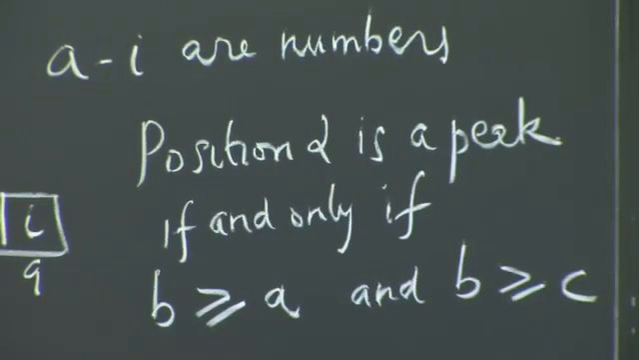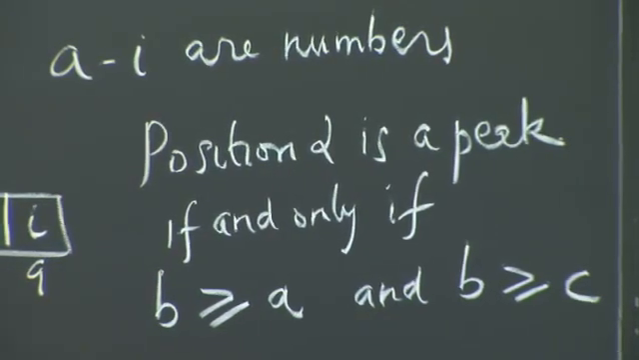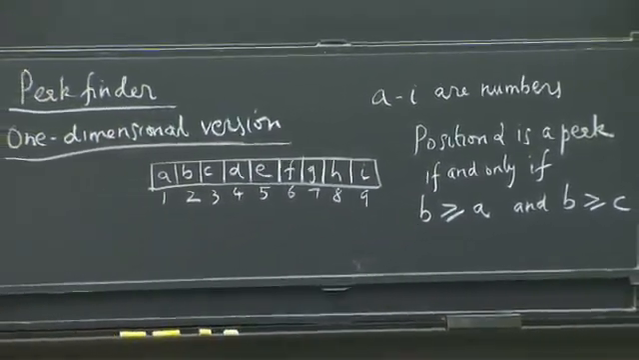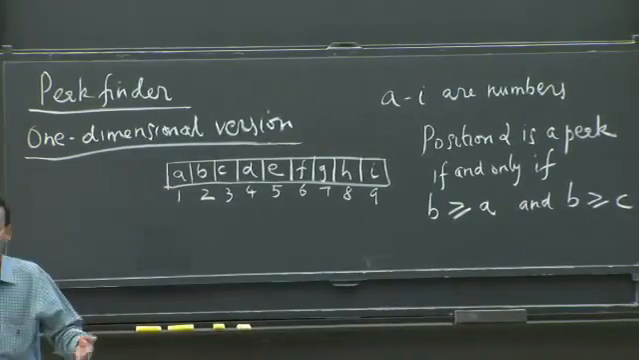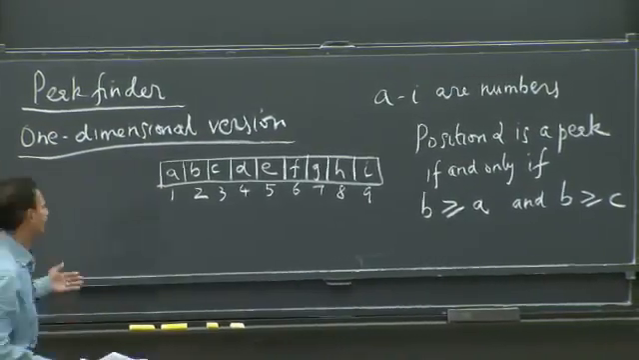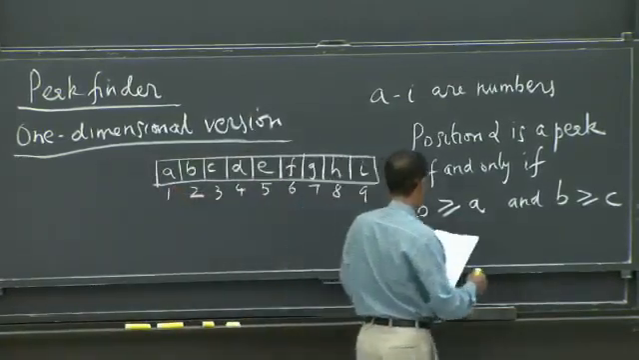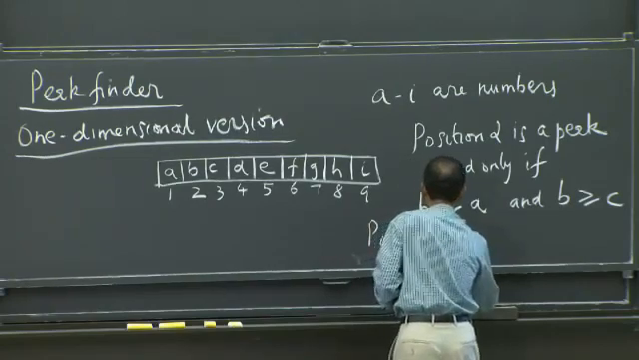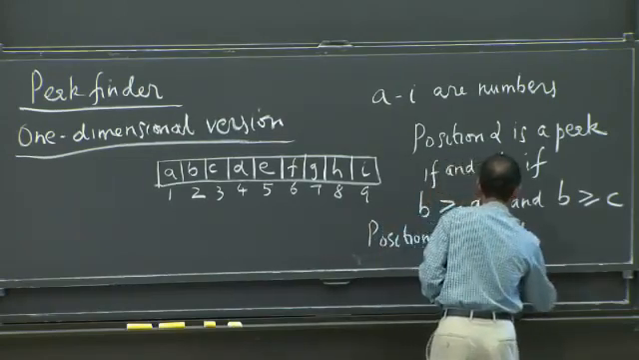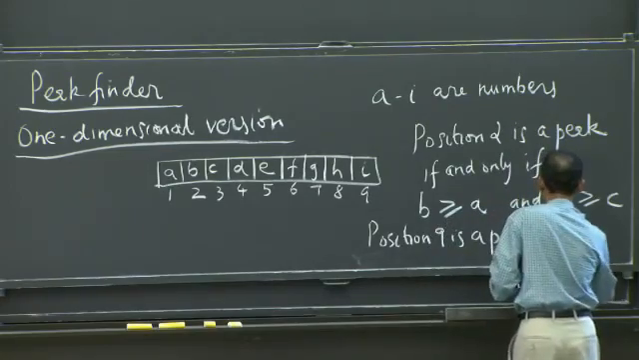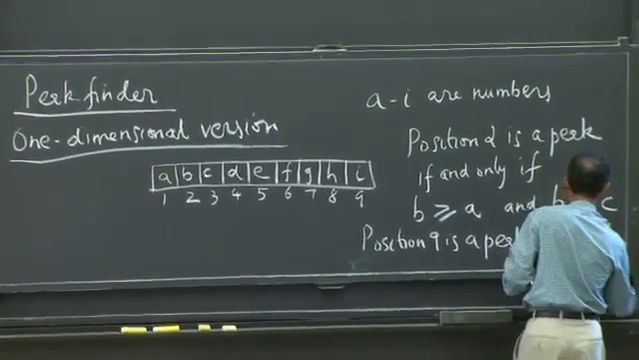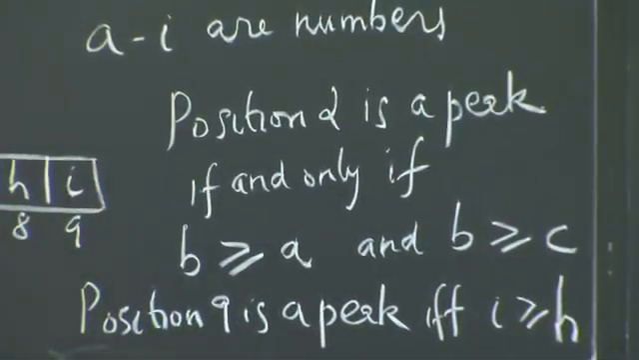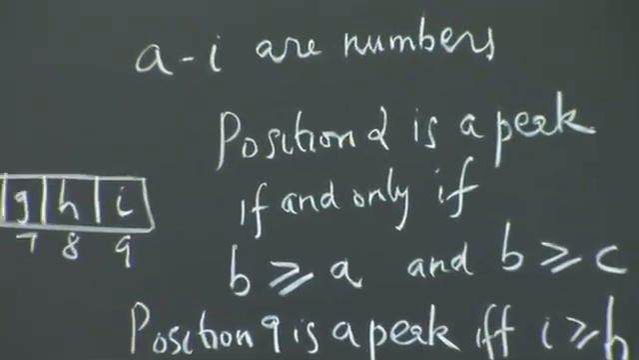In the one-dimensional case, it's trivial. Look to your left, look to your right. If you're equal or greater than both of the elements that you see on the left and the right, you're a peak. Okay? And in the case of the edges, you only have to look to one side. So position 9 is a peak if I is greater than or equal to H. So you just have to look to your left there because you're all the way on the right-hand side. All right? So that's it.